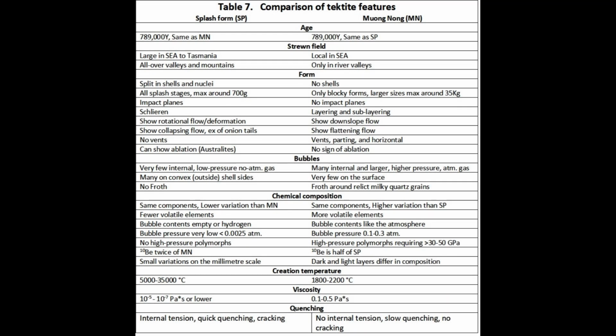The impact created 2 distinct tektites, splash-form and Muong Nong tektites. Apart from their ages, they differ in more than 20 parameters. This indicates that their creation was very different. The splash forms were probably created by a fluid ejecta in the excavation stages, while the Muong Nong tektites were heated on the ground by hot ejecta.